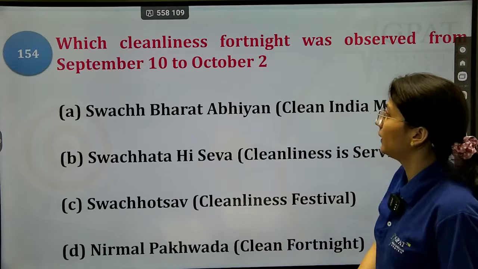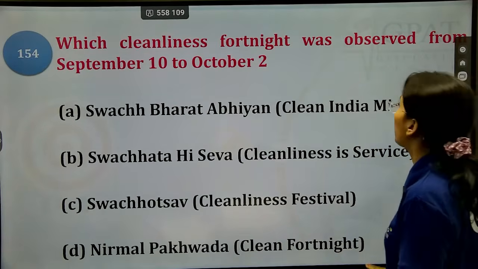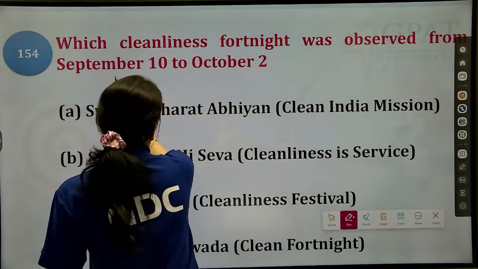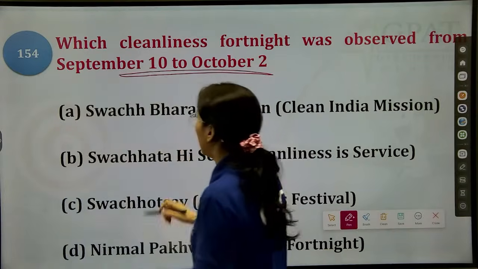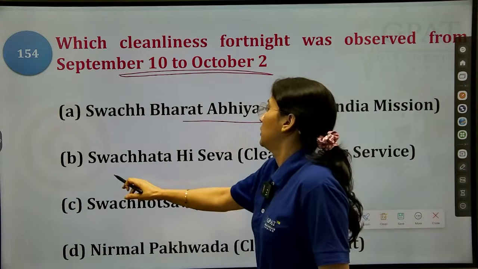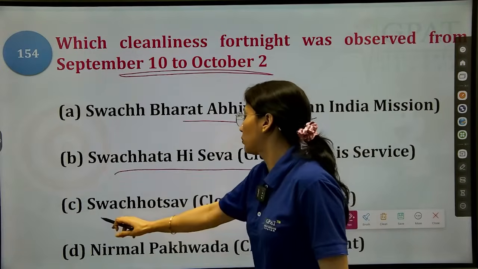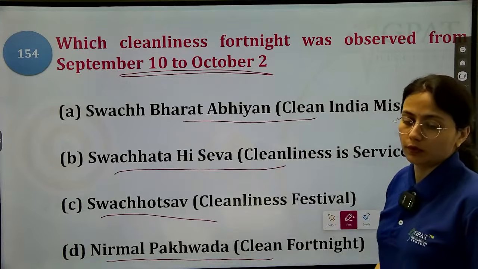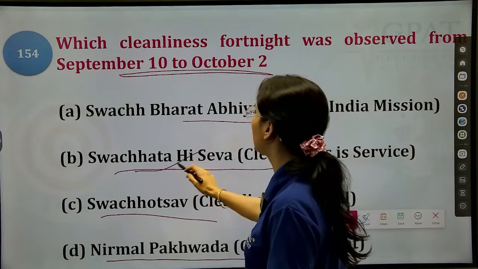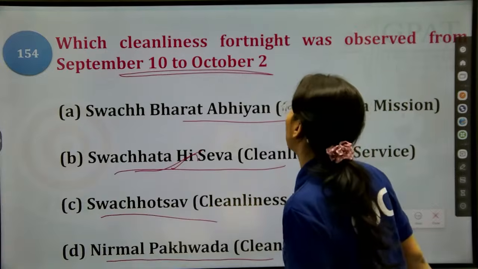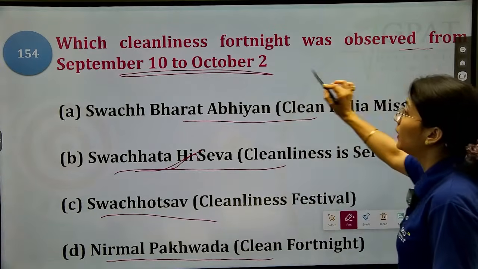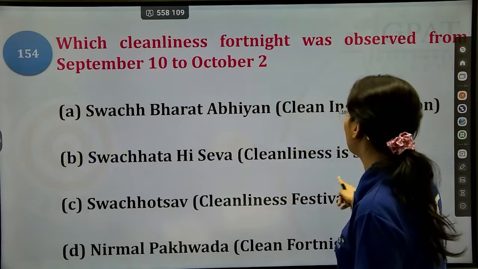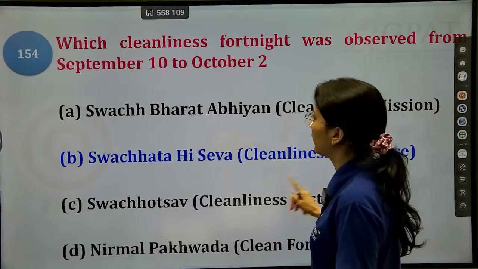Now, next: which cleanliness fortnight was observed from September 10 to October 2? Swachh Bharat Abhiyan, Swachhta Hi Seva, Swachhotsav, Nirmal Pakhwada. That is Swachhta Hi Seva. So the Swachhta Hi Seva fortnight was observed from September 10 to October 2. Swachhta Hi Seva, cleanliness is a service. You can directly check.